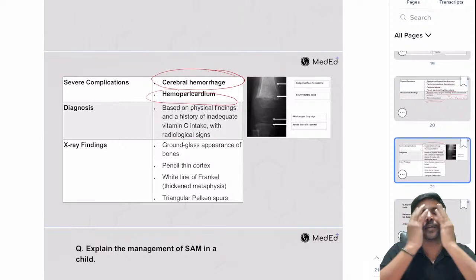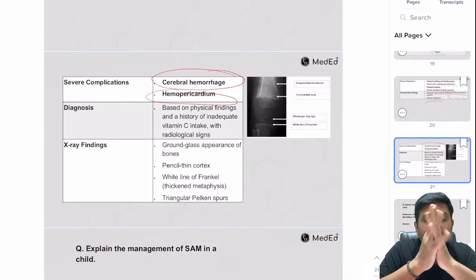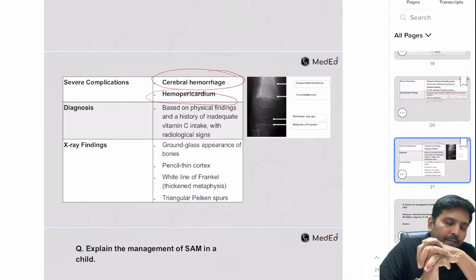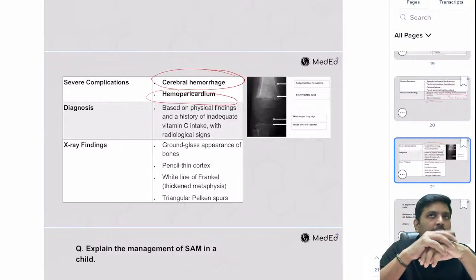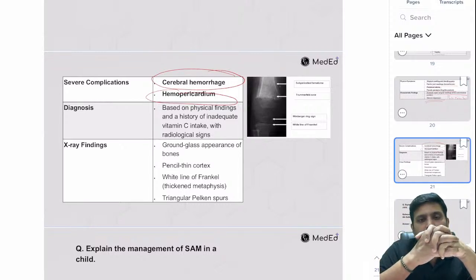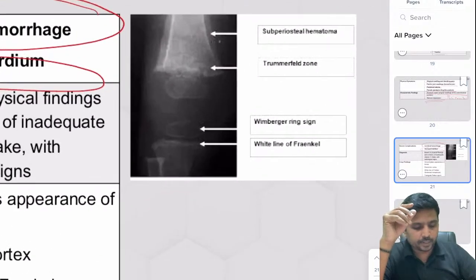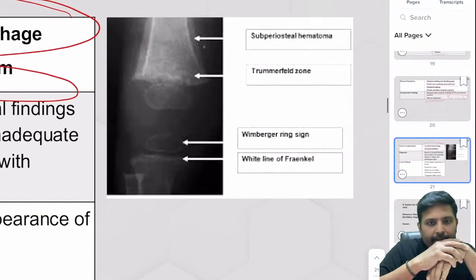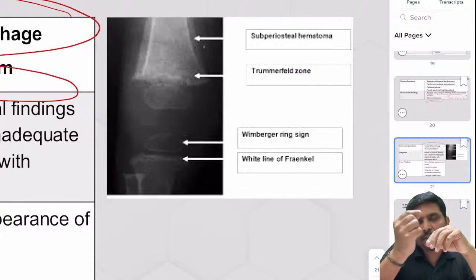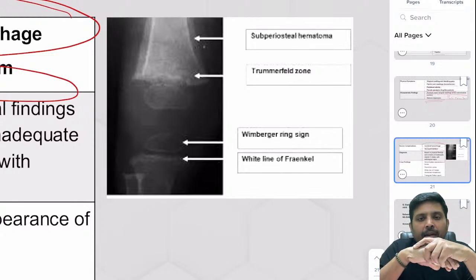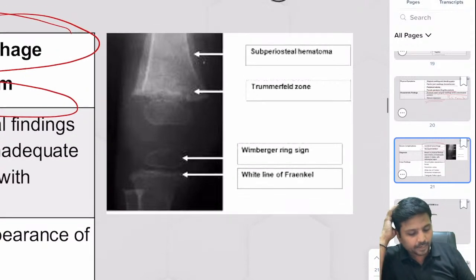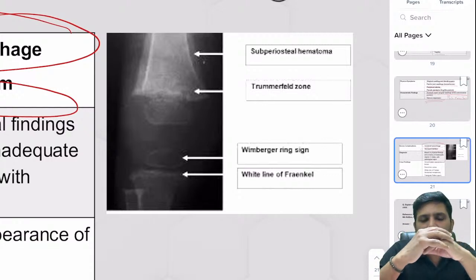There are four radiological signs of vitamin C deficiency. In the same way, there are four manifestations. One is the epiphysis, around it there will be a thick margin, that is called the Wimberger sign. And also the growing end will have some serrated tips or margin, and it is called Pelkan spur.